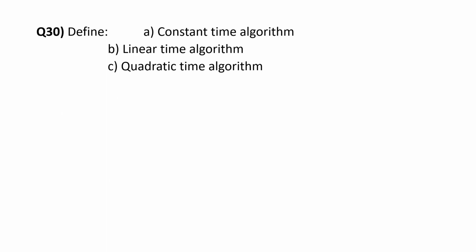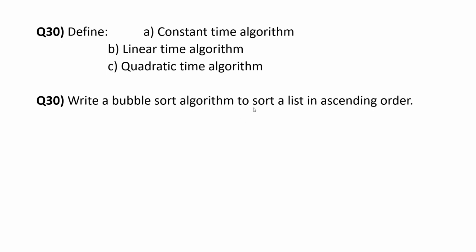Next, we move on to the 3 marks question category. One 3 marks question may come like this: define constant time algorithm or constant time complexity, linear time algorithm or linear time complexity, quadratic time algorithm or quadratic time complexity. You can define what is constant time, linear time, and quadratic time with an example. Each will get you 1 mark.